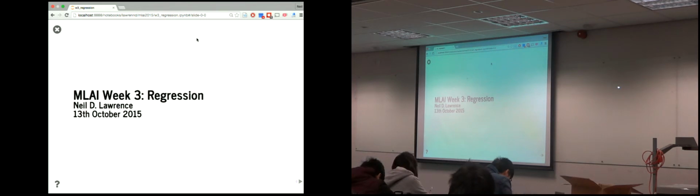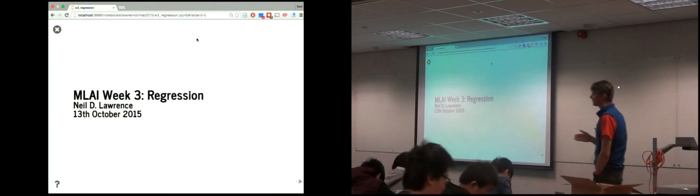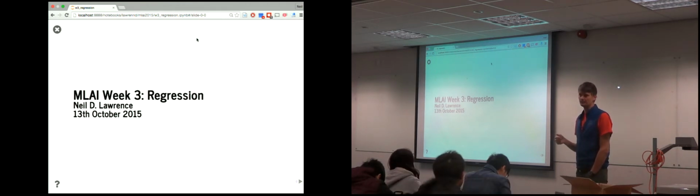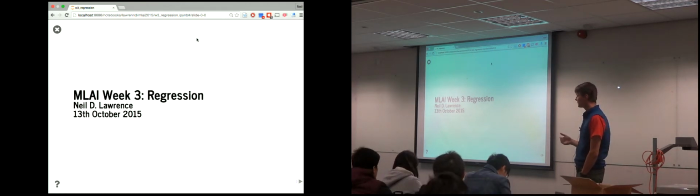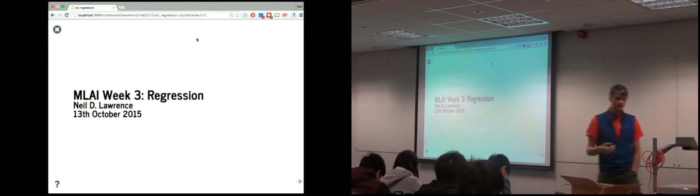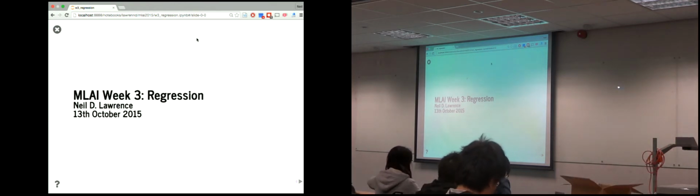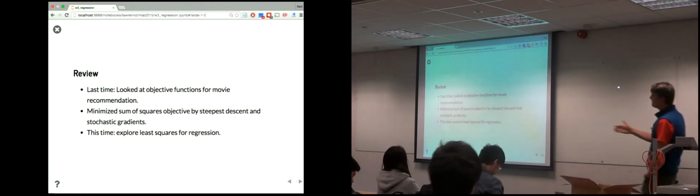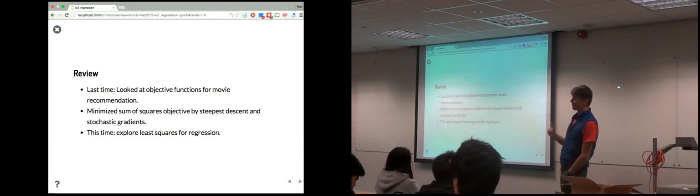What I'm using these sessions for is not just to introduce regression, which we've already seen, but also approaches to doing machine learning, how machine learning is done in practice. In particular, we've looked at optimization and objective functions. So what I'm going to do today, though, is map those objective functions back onto probability.